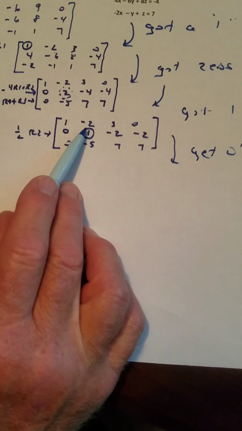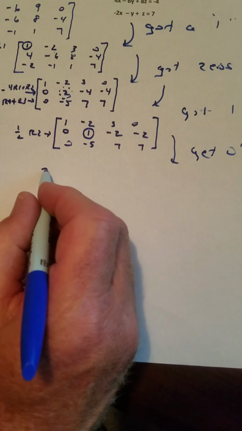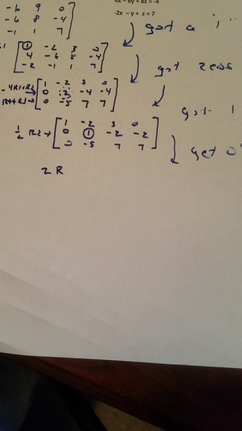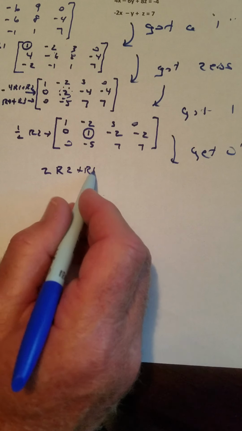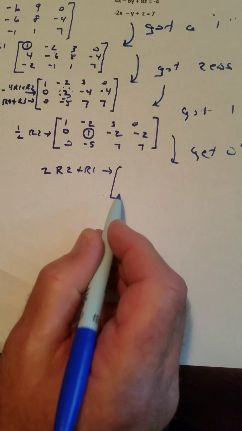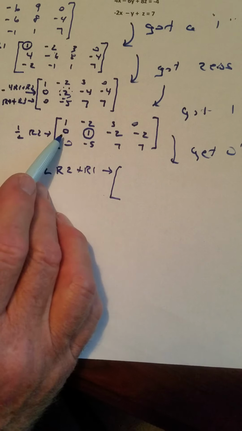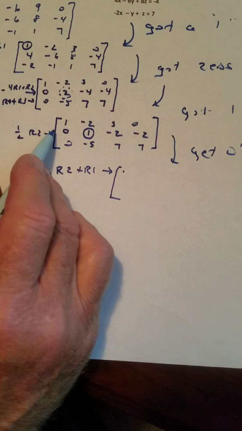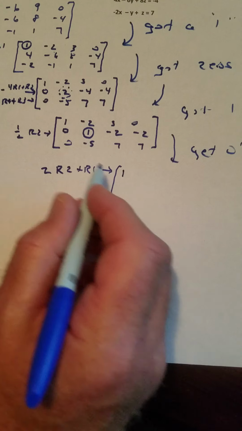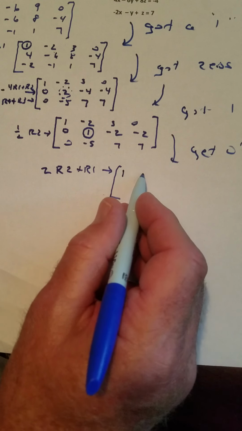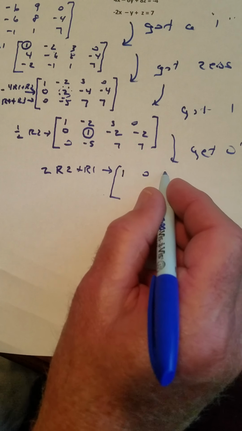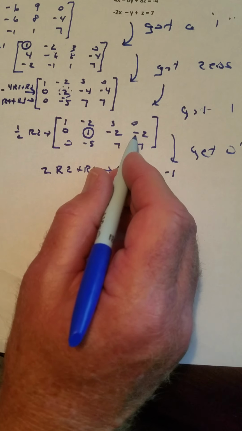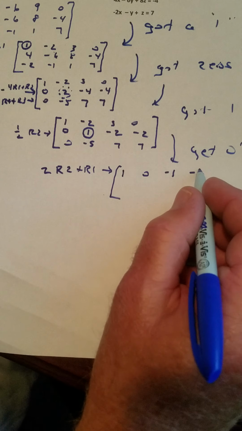To get a 0 where the -2 is, the opposite of -2 is +2. So I'm going to take 2 times row what? Where's the pivot at? It's in row 2. I'm going to add it to row 1. That gives me a 0 up here. So top row: 2 times 0 is 0, plus 1, that's going to be 1. 2 times 1 is 2, plus -2 is 0. 2 times -2 is -4, plus 3 is -1. And 2 times -2 is -4, plus 0 is -4.